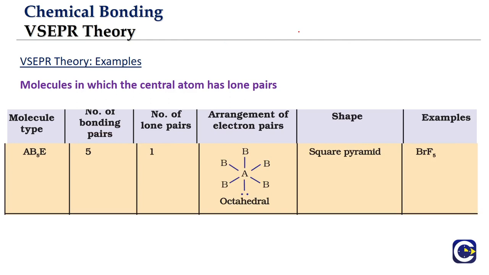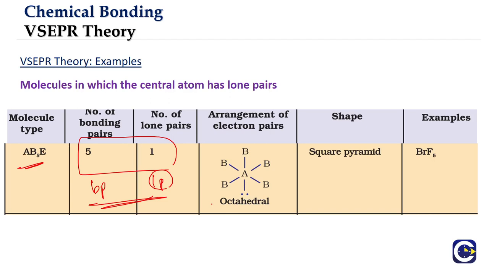Next we will go into the 6 valence shell electron pairs category. In this, we are considering the example where you have 5 bond pairs and 1 lone pair. Look at this. If you have 5 bond pairs, it means 5 atoms surrounding, so it will be AB5E. Totally, what is the count? 6. 6 means what is the geometry? The arrangement is octahedral.